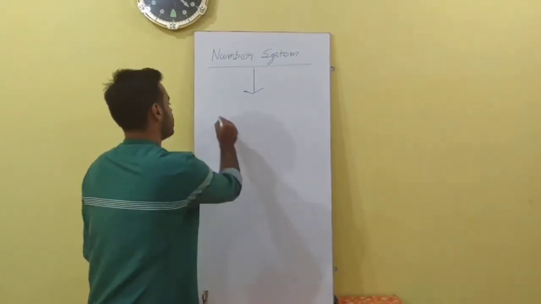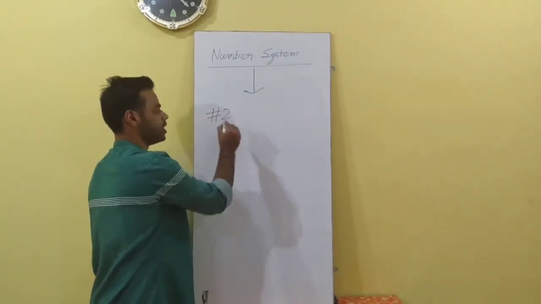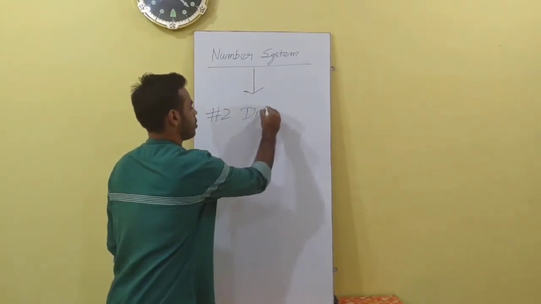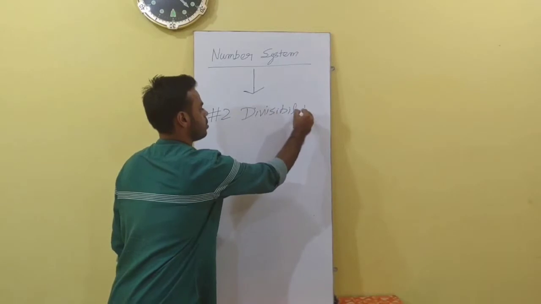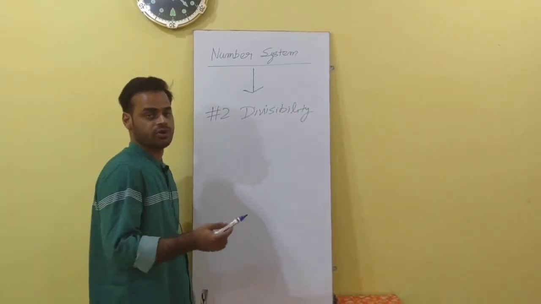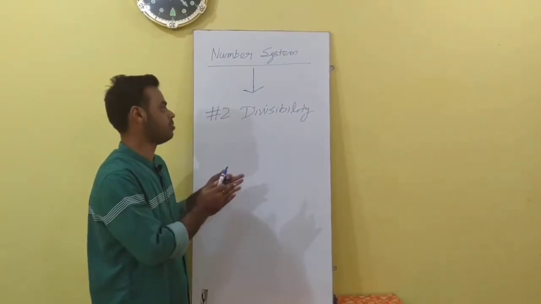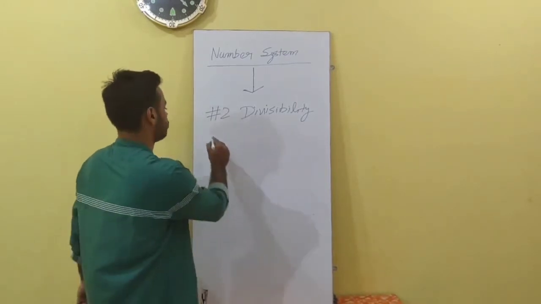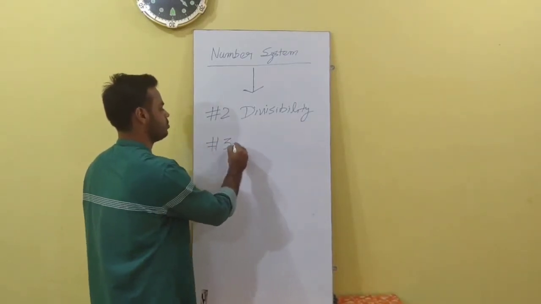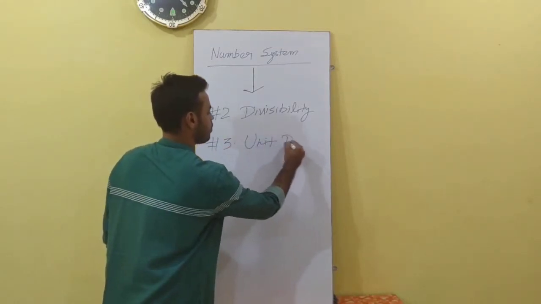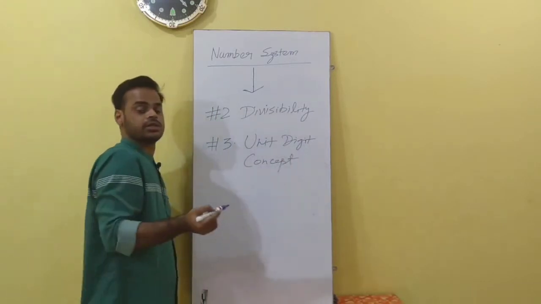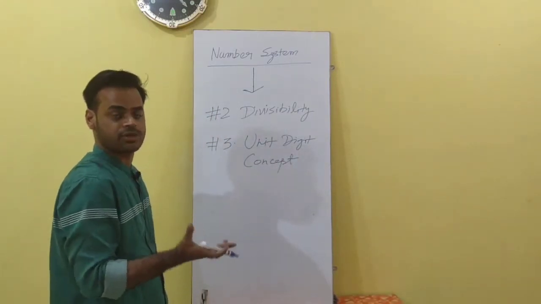And the second topic that we'll be focusing on today, we'll be reading this topic majorly today, that is divisibility. First of all, students, I am giving you an overview of what all topics are covered under number system, okay? And then we'll be focusing on divisibility. We'll be starting our chapter discussion with divisibility, okay? So the third topic includes the unit digit concept, which includes finding the unit digit of a given expression or a number, okay?